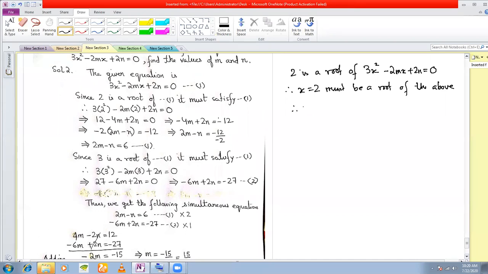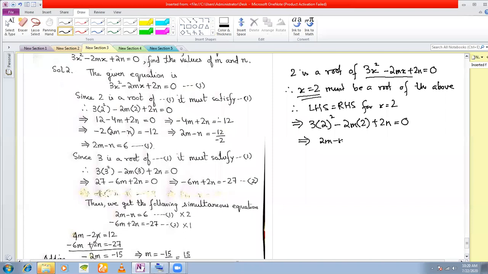Therefore, left hand side must be equal to right hand side for x equal to 2. So you put x equal to 2 in this equation: 3 into 2 square minus 2m into 2 plus 2n equal to 0. So once you simplify, you will get 2m minus n is equal to 6. Call this equation number 1.